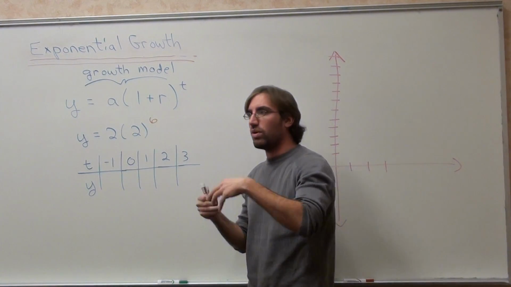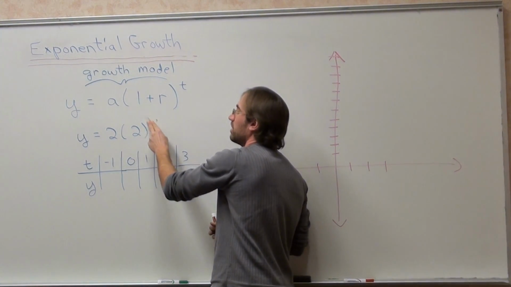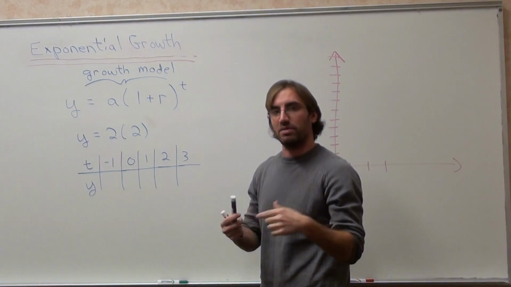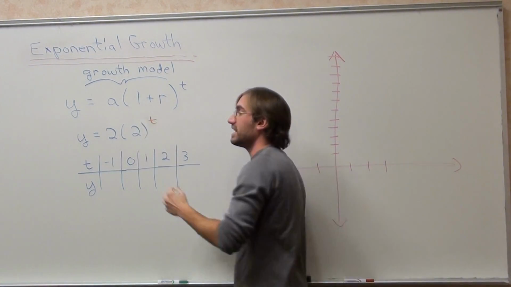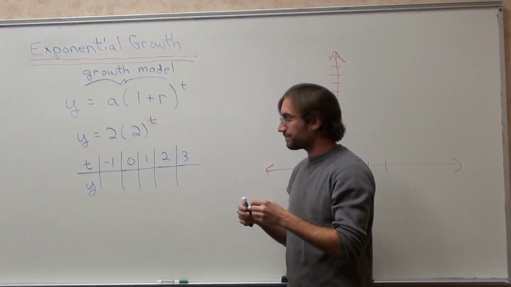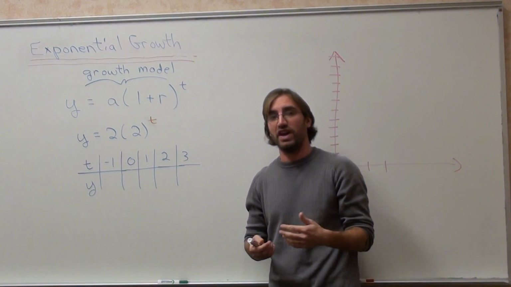But I want to know how to graph it, so instead of that, I'm going to make my time variable, which basically means that I want to catalog what the mouse population would look like at any time, at 0 months, at 1 month, at 2 months, at 3 months, etc. So I'm going to substitute in values.